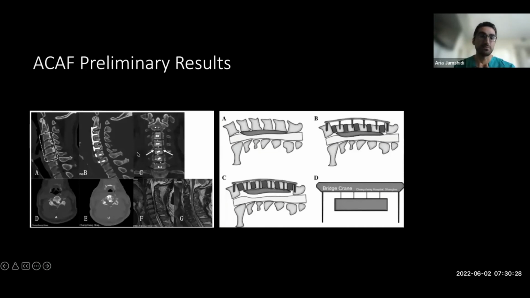This is just a case example that they published. This is the pre-op CT, post-op CT. This is showing the osteotomy cuts on the coronal CT scan. And then this is the pre and post-operative MRI, where you can see they use this kind of bridge crane analogy, where after you do osteotomy cuts, you essentially bring this large ossified mass up towards the anterior cervical plate with screws, lifting the ventral ossified mass off of the cord. The same bridge and crane would work.